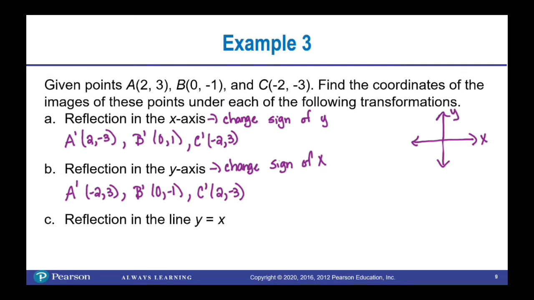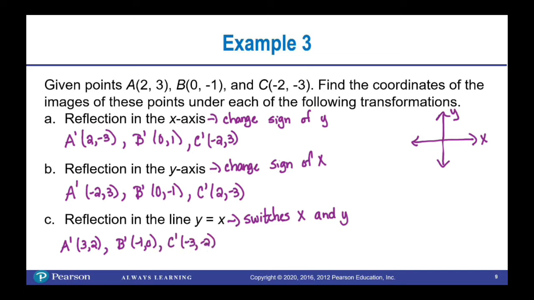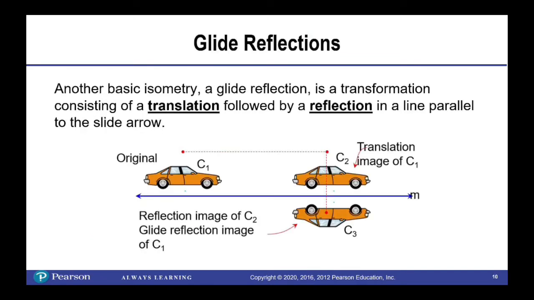Last, in part C, we reflect across the line y equals x. This switches our x and our y. So A prime would be 3, 2, B prime would be negative 1, 0, and C prime would be negative 3, negative 2. Last, we have what's called a glide reflection. So this is a translation followed by a reflection.